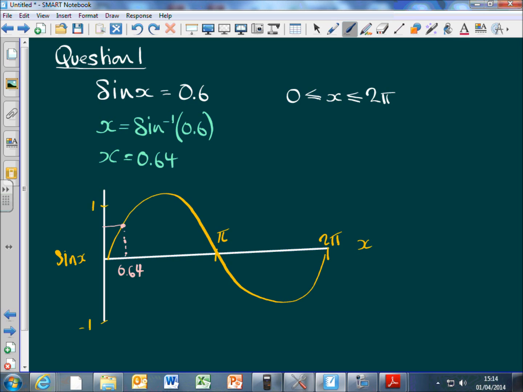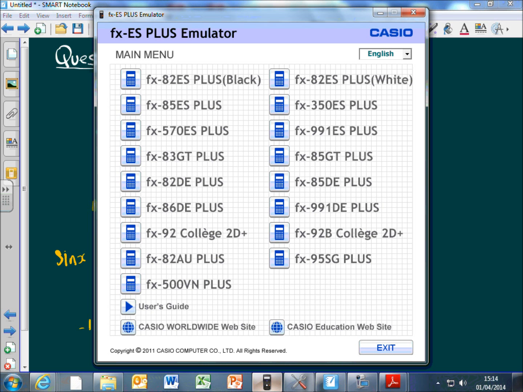Yeah, Luke? Pi minus 0.64. So I start at pi, and just using the symmetry of the graph, I go back a distance of 0.64, and that there is the same height. Okay, so my two answers then are 0.64, which I got off the calculator, and my second answer is pi minus 0.64. So just do that on my calculator as well.